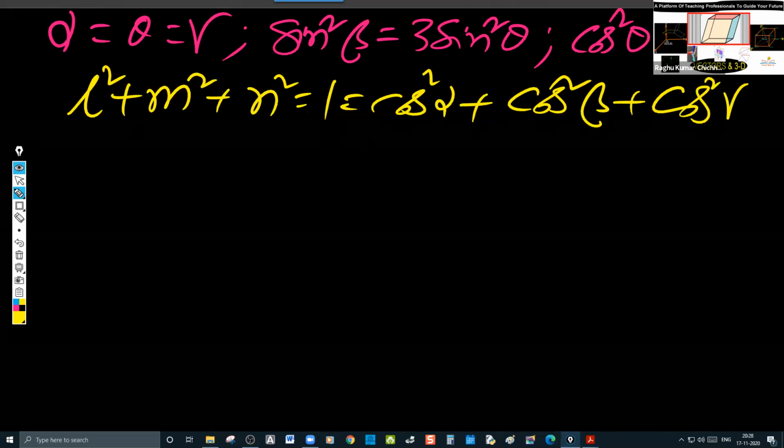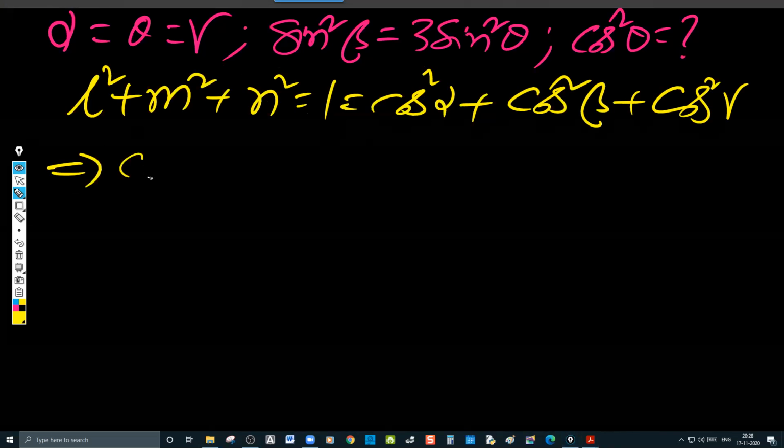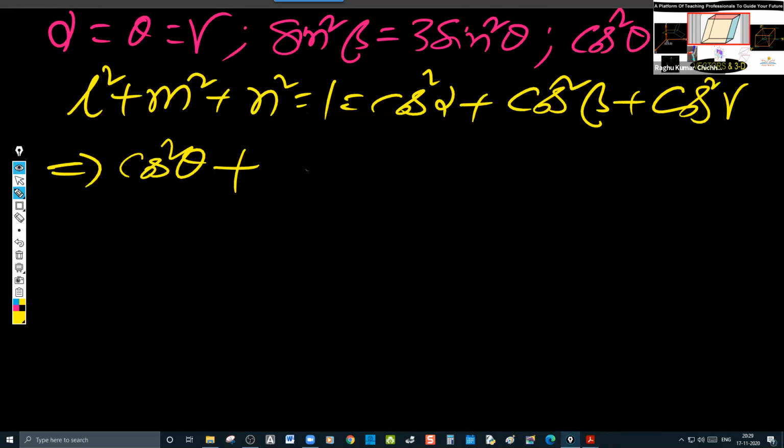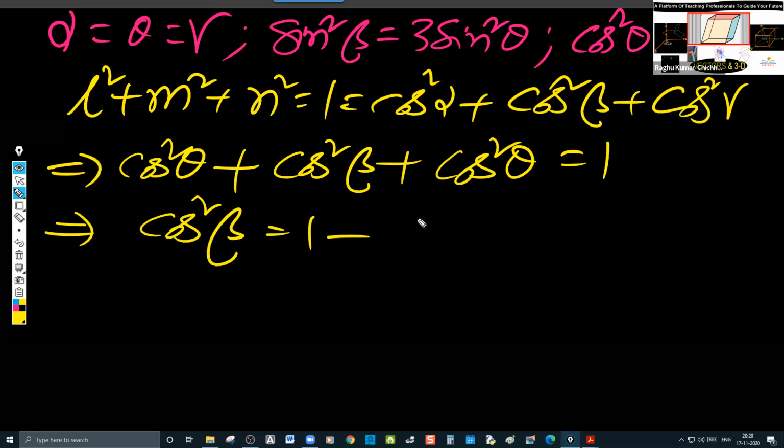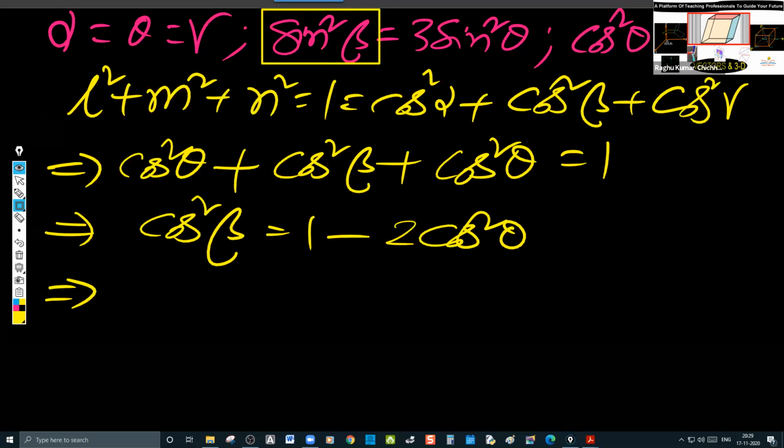So what is cos square alpha, please? Cos square theta. What is cos square beta? We don't know. What is cos square gamma? Cos square theta. The sum is 1, correct or not? Now cos square beta is equal to 1 minus 2 cos square theta. What is the relation given for beta? Sine square beta is equal to 3 sine square theta. Correct or not?